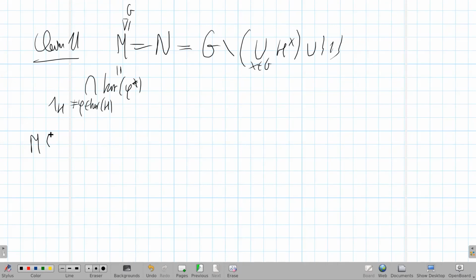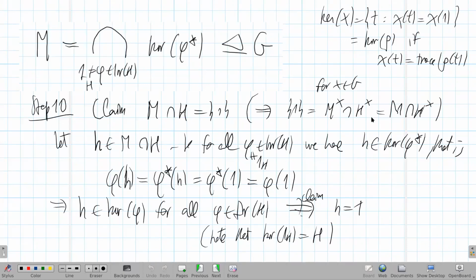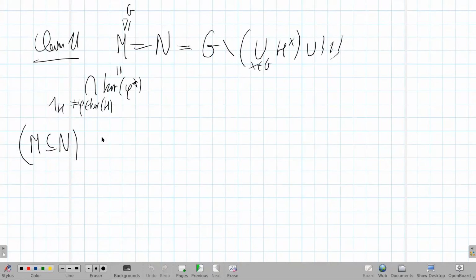So let's prove that M is contained in N. That's rather clear, because we have just proved here that M intersects trivially all conjugates of H. So M is contained in G, but intersects trivially all of these, so it is contained in G minus this union of conjugates. Of course, 1 is always there.